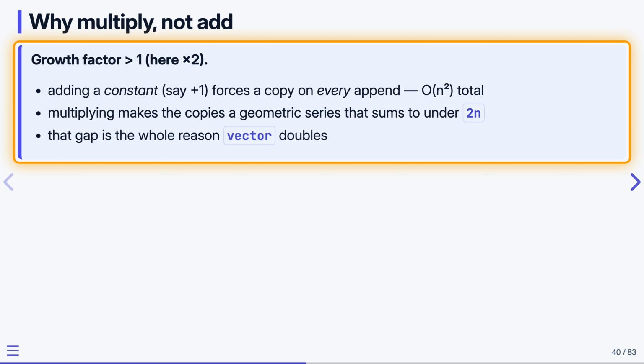Now compare the other idea. If we grow by a constant, say +1 each time, then every single append copies the whole array. That is big O of n squared in total. Multiplying, not adding, is what keeps the work small. That is why a vector doubles.